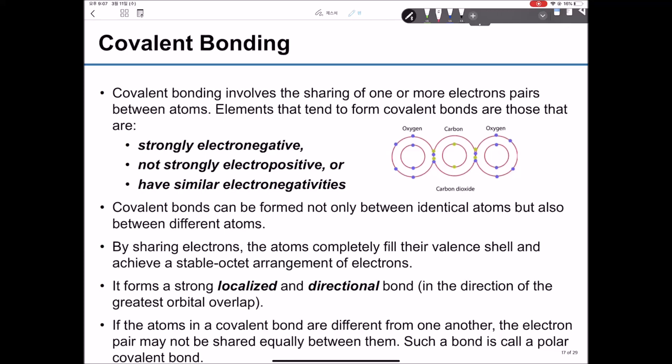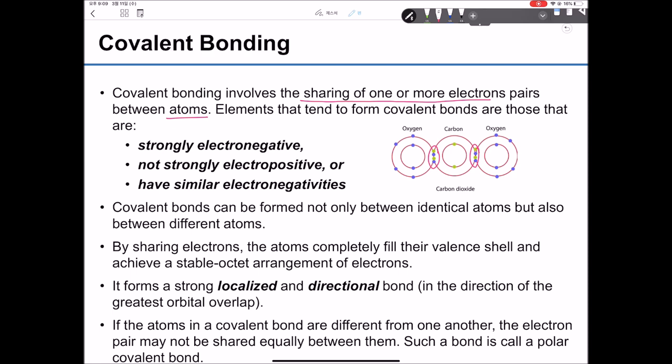All right. So right here, there is a covalent bonding. Covalent bonding involves the sharing of one or more electron pairs between atoms. So basically it is the sharing of one or more electron pairs between atoms. So two atoms share electrons, and elements that tend to form covalent bonds are those that are strongly electronegative, or they are not strongly electropositive, or have similar electronegativities.